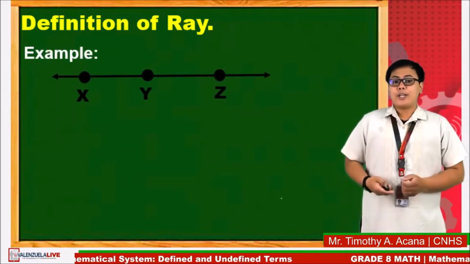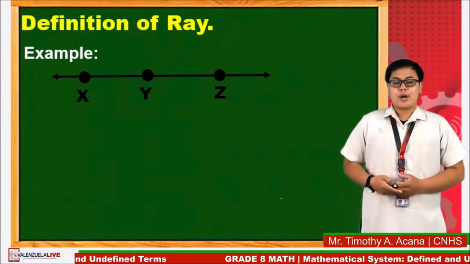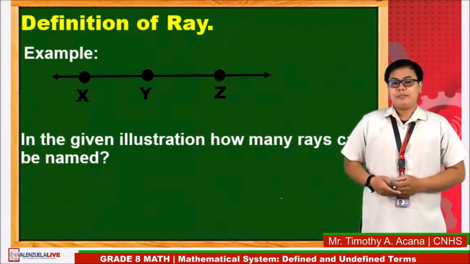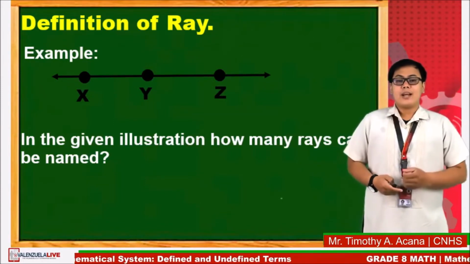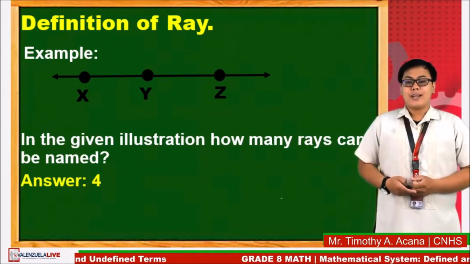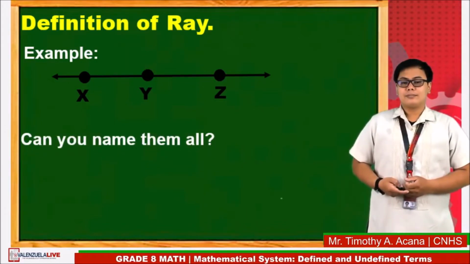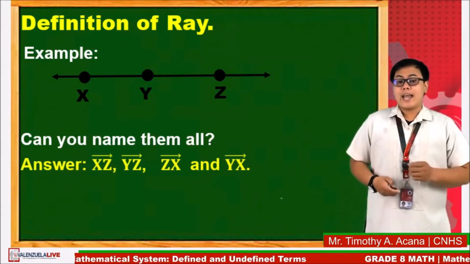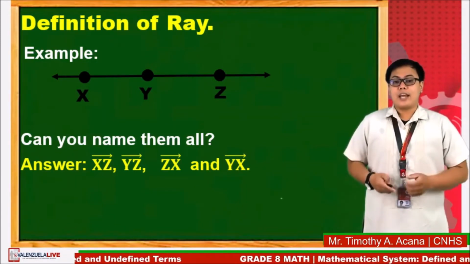Now let us refer to the given figure. We have again points X, Y, and Z, which are collinear points. In the given illustration, how many rays can be named? Very good. The correct answer is 4. Can you name them all? That is right. The rays are ray XZ, ray YZ, ray ZX, and ray YX.